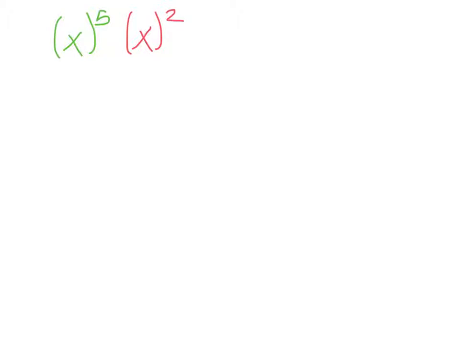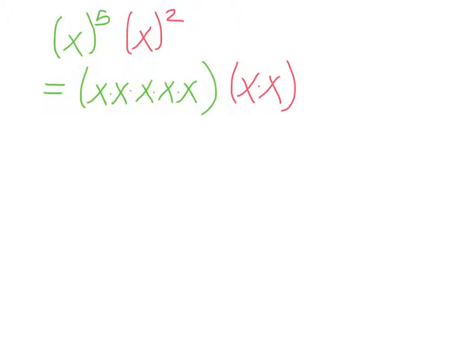If we're going to write that out, what that's actually saying is this. We have x times itself 5 times, so x times x times x times x times x. And then we're going to multiply that out by x squared, so that's x 2 times, x times x. Okay, so that comes out to x to the 7th because there are 1, 2, 3, 4, 5, 6, 7 terms. So what do you notice about our original problem, x to the 5th times x squared, and our final answer, x to the 7th? Think about that for a second.